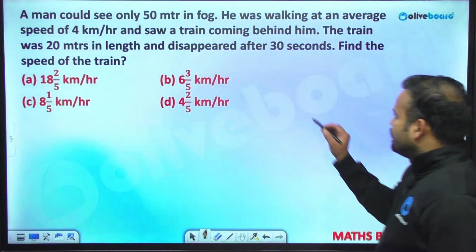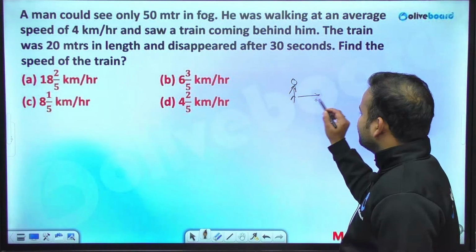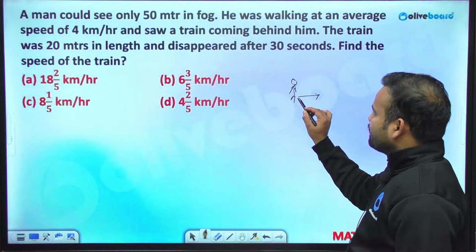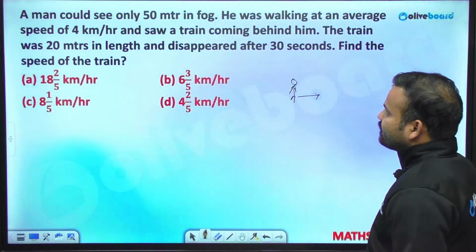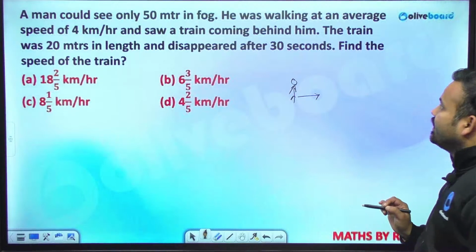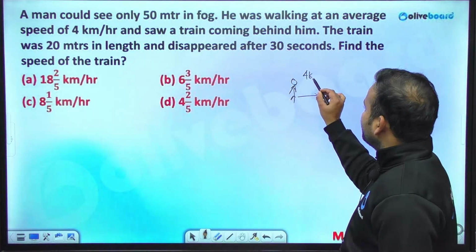Suppose this is a particular person. He was going in this direction. This particular person can see up to a range of 50 meters because visibility is just 50 meters. He was walking at a speed of 4 km per hour.